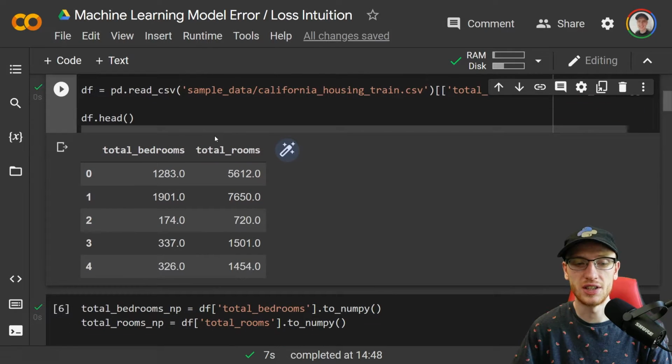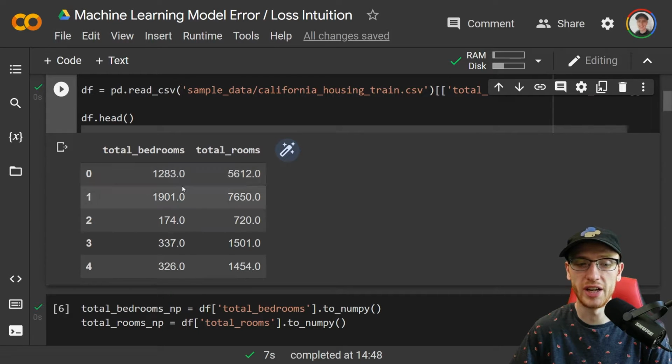So we have a dataset where we have two columns. The first is total number of bedrooms, and the second is total rooms. So each row of data is an area in California. And so for each area, we can count the total number of bedrooms in all of the houses, and we can also count the total number of rooms, which is bedrooms plus all of the other types of rooms as well. So for this area, which is just given by an ID of 0, we have 1,283 total bedrooms, and we have 5,612 total rooms in that area.